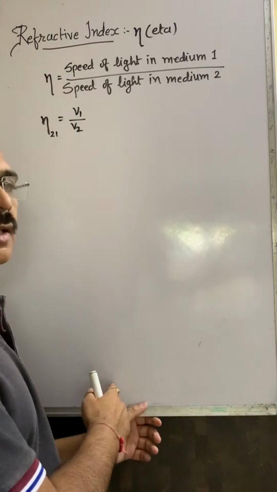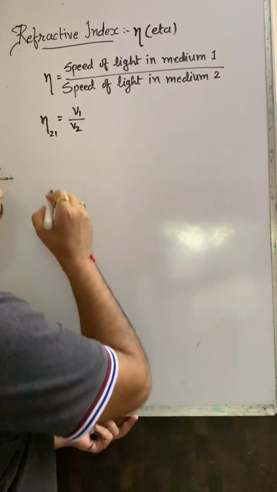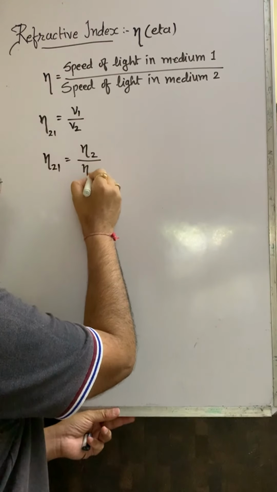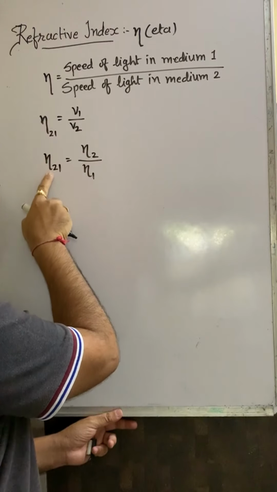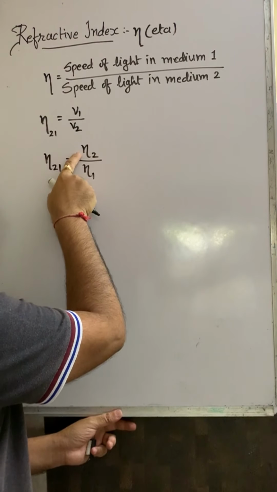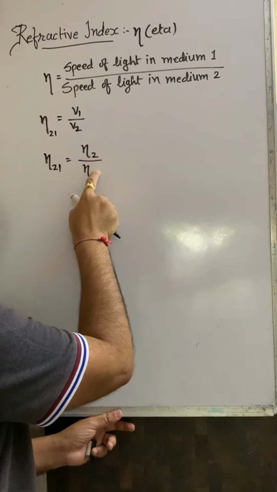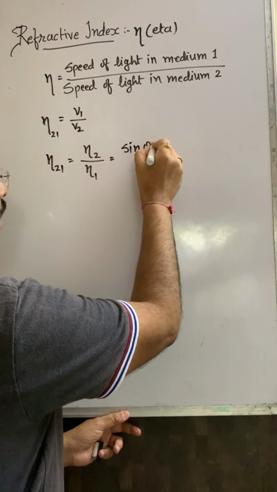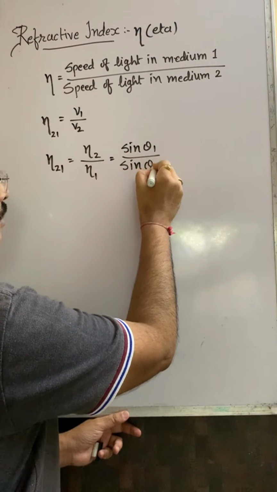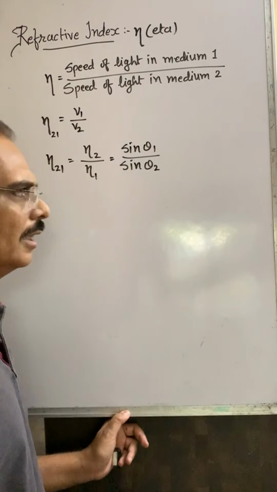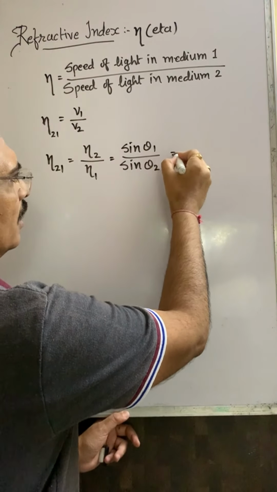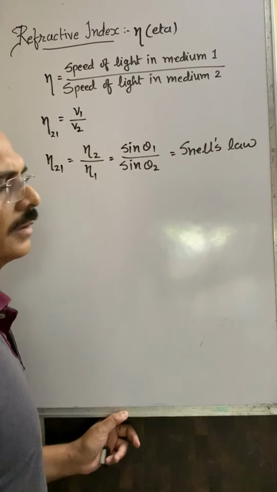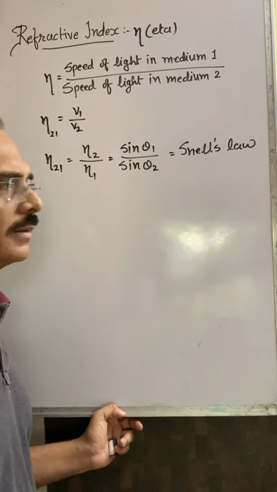According to the laws of refraction, we say that eta 21 equals eta 2 upon eta 1. That is, the refractive index of medium 2 with respect to medium 1 is called sine theta 1 upon sine theta 2. Sine theta 1 upon sine theta 2 is always constant. This constant is known as Snell's law. Scientist Snell gave this, so it is known as Snell's law.